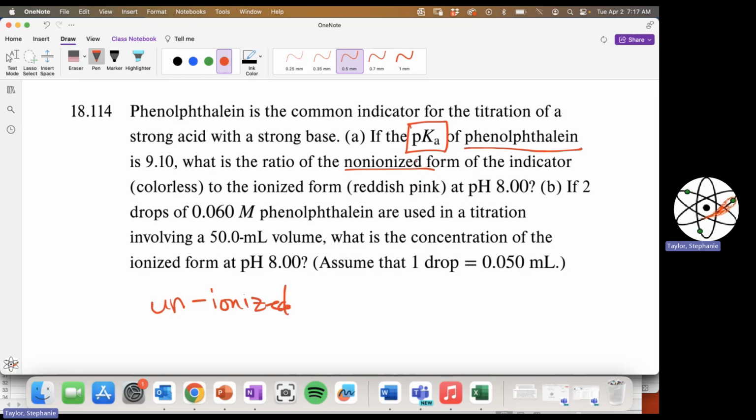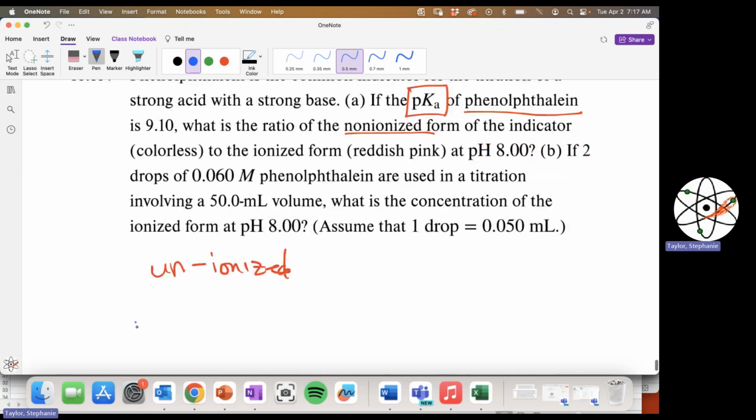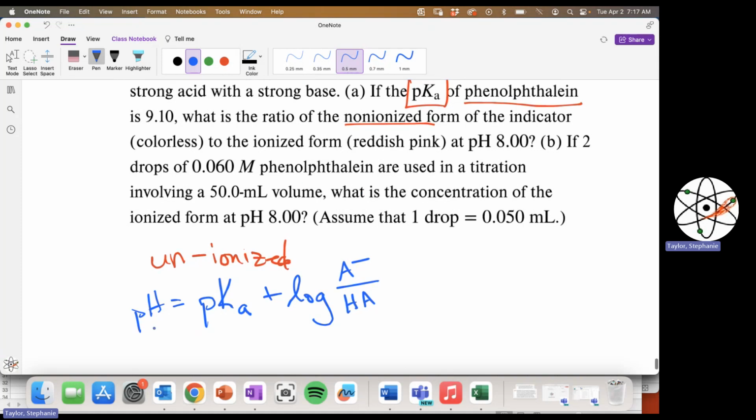But the thing is that because phenolphthalein is an acid of its own accord, this is actually a buffer problem. So the first thing you have to do is use Henderson-Hasselbalch to say, well, what is my ratio of the non-ionized form to the ionized form? Granted, in the Henderson-Hasselbalch equation, it looks like this. And we're just going to solve for that ratio as it is.